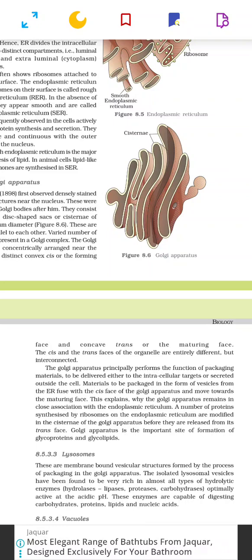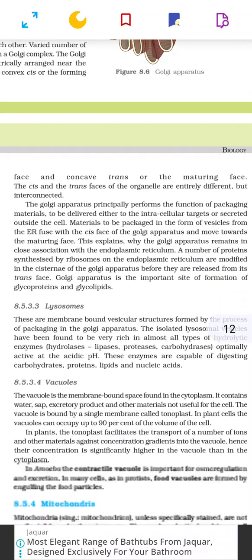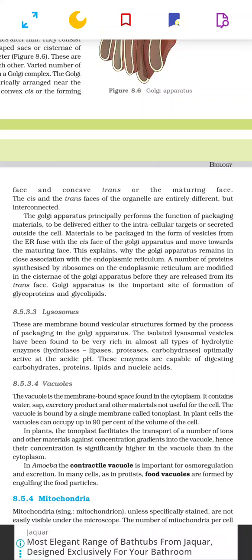Lysosome. These are membrane-bound vesicular structures formed by the process of packaging in the Golgi apparatus. The isolated lysosomal vacuoles have been found to be very rich in almost all types of hydrolytic enzymes, that is hydrolases, lipases, proteases, carbohydrases, optimally active at acidic pH. These enzymes are capable of digesting carbohydrates, proteins, lipids and nucleic acids.